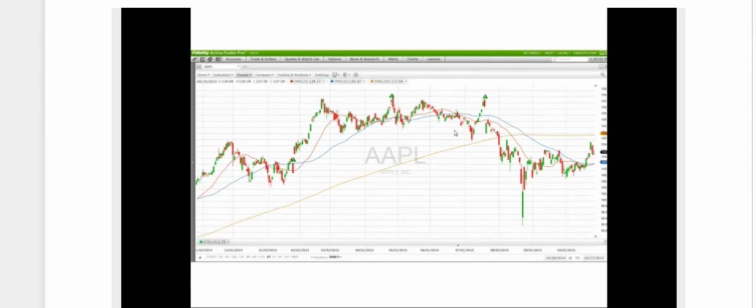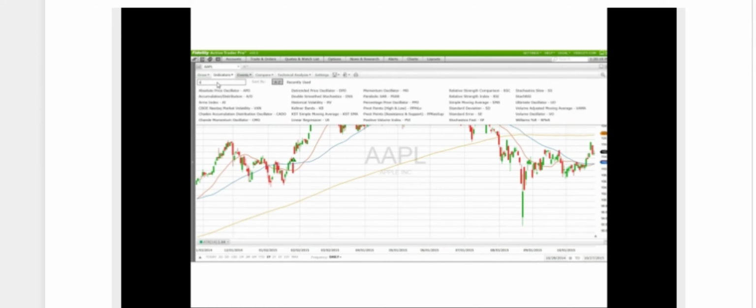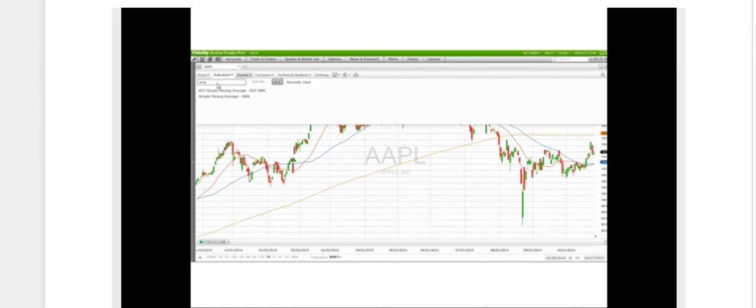All right, so for those of you who do your own chart analysis, if you're not familiar with how to add indicators, say you use charts but you're just looking at the charts right now, indicators can be added by clicking this little indicator tab. Just type what you're looking for in this little box.